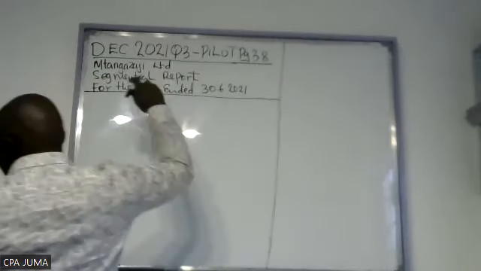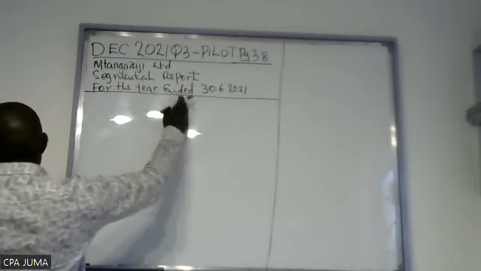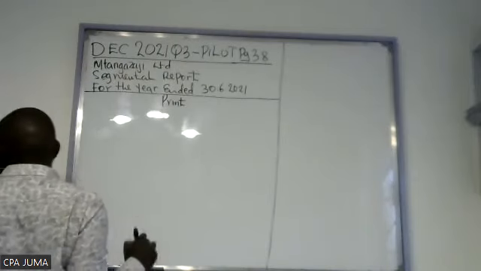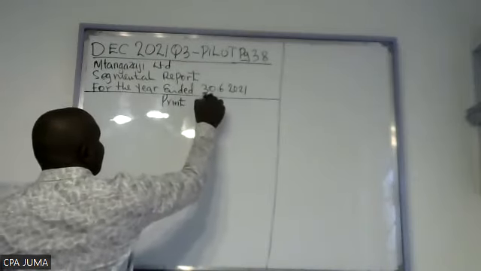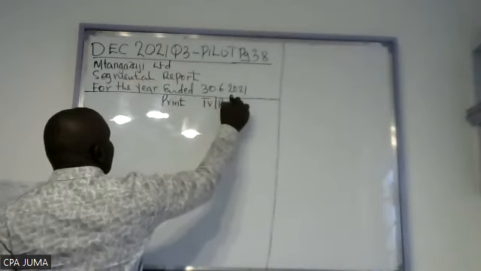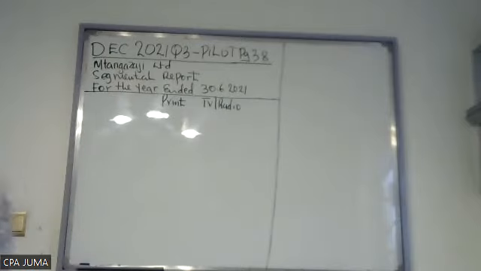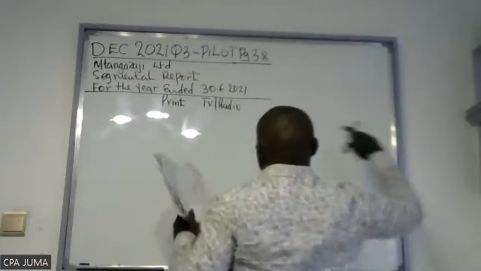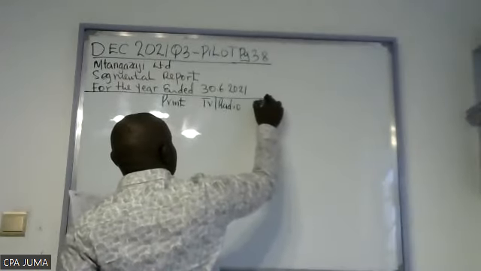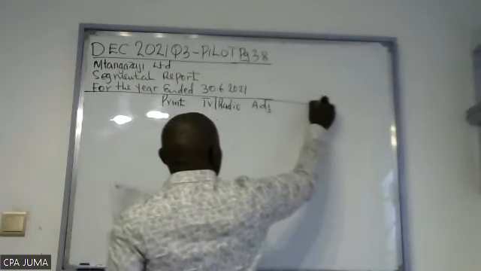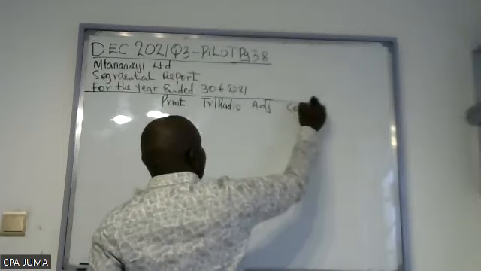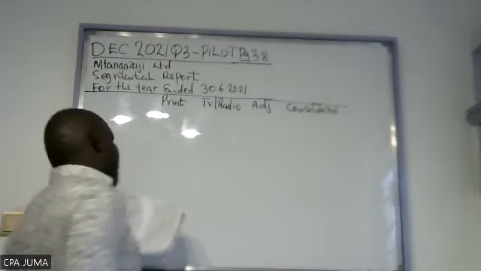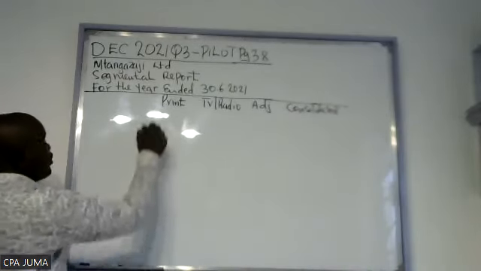So you will have here the segments. You leave a space here. So you will have print, you will have TV/radio, then you will say adjustments, then combined is the consolidated. The shillings are in millions.